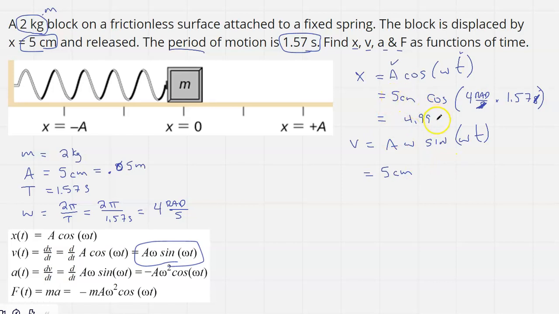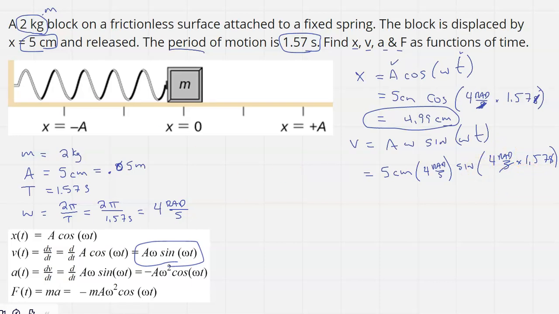Since we were doing 5 centimeters, I'm at 4.99 centimeters. Okay, now watch this one right here. When I take the 5 centimeters, here's my omega, which is 4 radians per second, times the sine of omega, 4 radians per second, times my time, 1.57 seconds. Again, the seconds cancel out, nothing but radians in there.